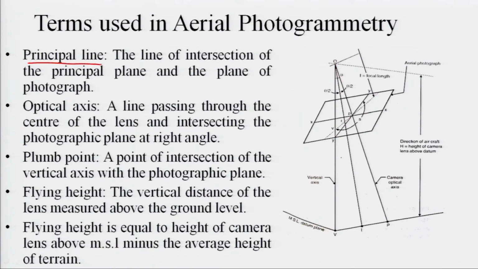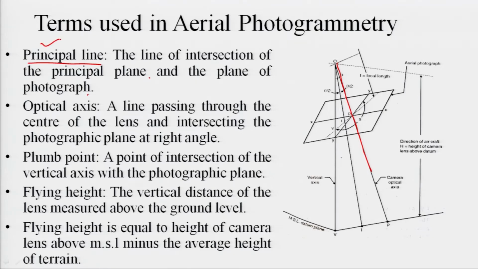Principal line. Principal line is basically defined as the line of intersection of the principal plane and the plane of photograph. In this we can say, what is the principal line? This is known as the principal line. The line of intersection of the principal plane and the plane of photograph is known as the principal line.